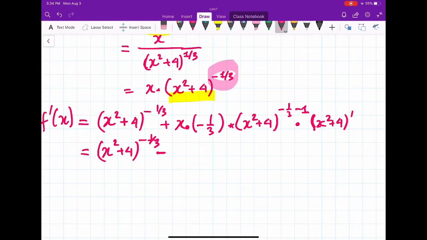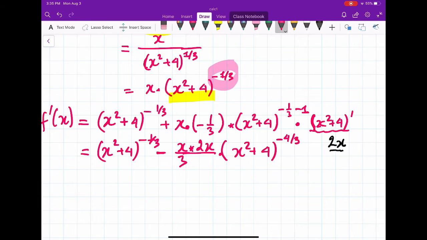Minus x over 3. Okay, the derivative of x squared plus 4 is 2x. So I would like to bring 2x together with the x. Okay, so I have right here 2x. How about that? And here I have x squared plus 4 to the negative 4/3.